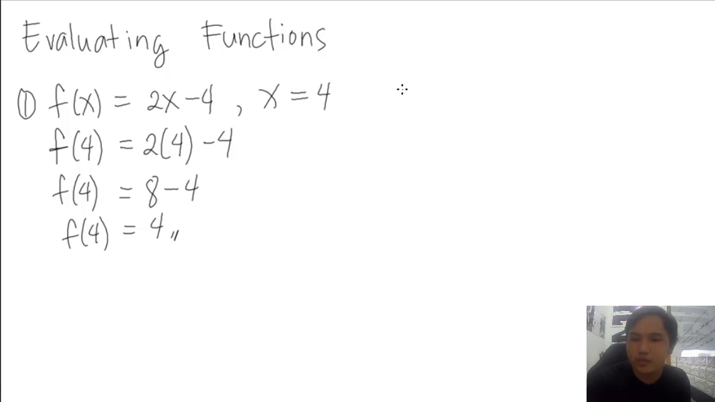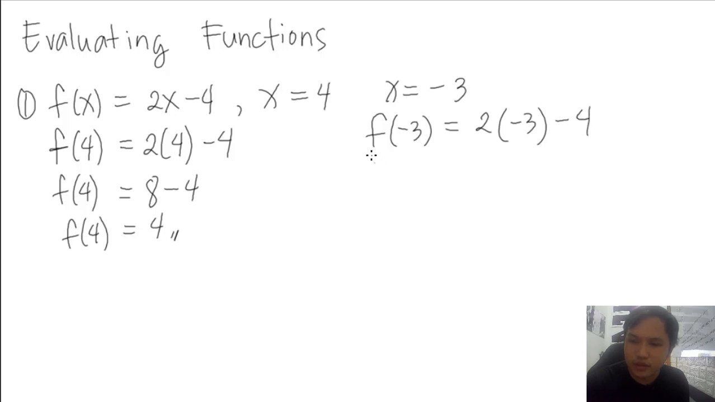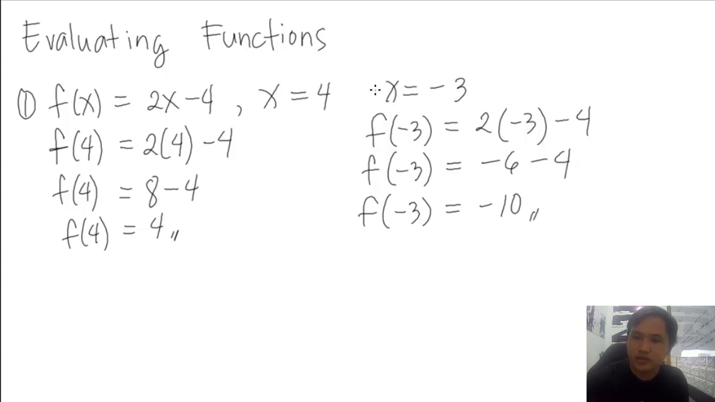Pag naman nangyari na in-evaluate natin yan sa x equals negative 3. Try natin. So, papalitan natin ng negative 3 lahat. F of negative 3 equals 2 times negative 3 minus 4. F of negative 3 equals 2 times a negative 3 is negative 6 minus 4. So, we have f of negative 3 equals negative 6 minus 4 is negative 10. Dito, if you're going to evaluate naman yung function sa negative 3, ang magiging result is negative 10.